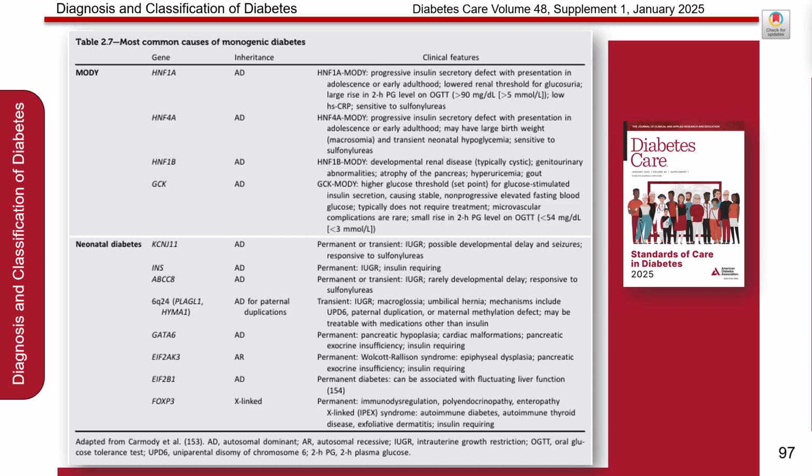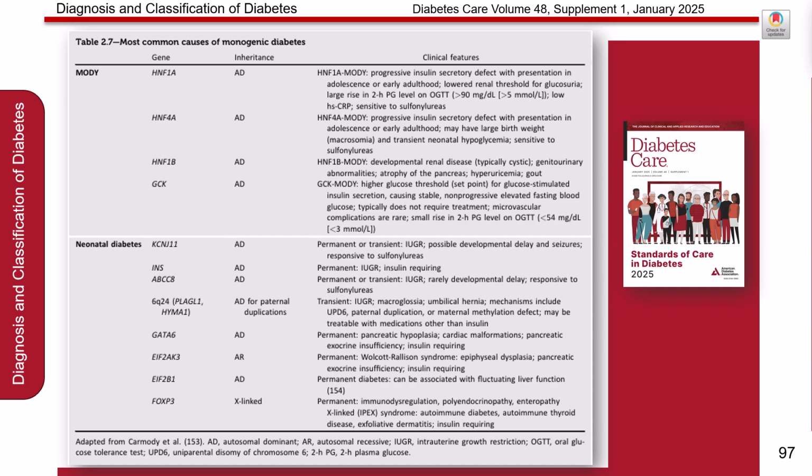Gene: HNF4A. Inheritance: passed down from one parent. Clinical features: progressive decline in insulin production, appearing in teenage years or early adulthood. May present with high birth weight and temporary low blood sugar in newborns. Responds well to a type of medication that stimulates insulin release. Gene: HNF1B. Inheritance: passed down from one parent. Clinical features: developmental kidney disease, usually involving cysts. Abnormalities in the urinary and reproductive organs. Underdevelopment of the pancreas. Increased levels of uric acid in the blood.